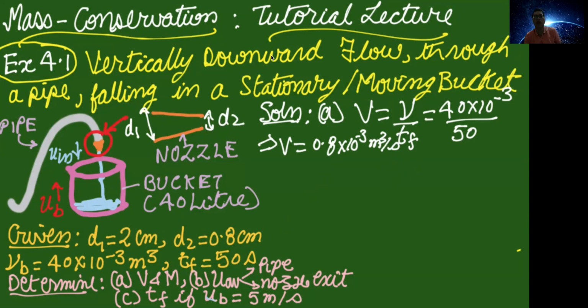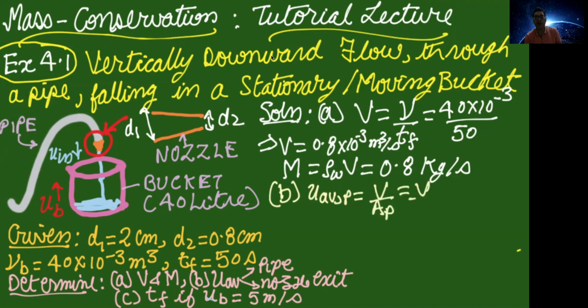Now to calculate the mass flow rate, the relationship between the mass flow rate and the volumetric flow rate is density. Mass flow rate is given as density multiplied by the volumetric flow rate. The density of water is 1000 kg per meter cube. So here you have 0.8 into 10 to the power minus 3. When you multiply by 1000, you get 0.8 kg per second as the mass flow rate.